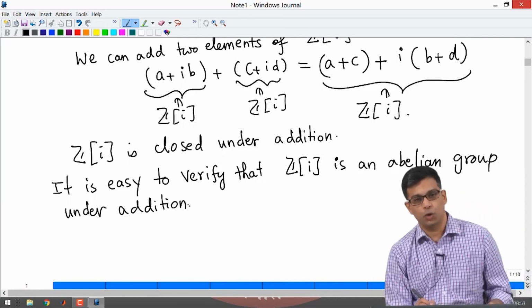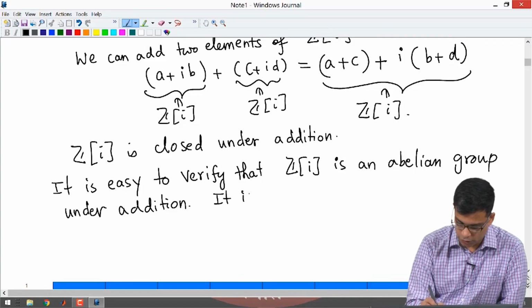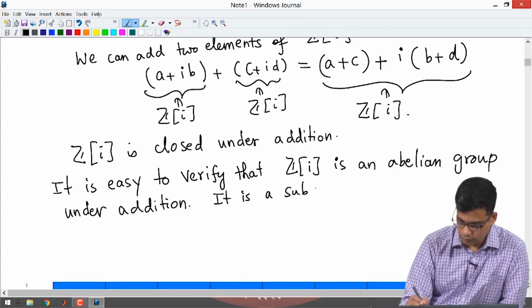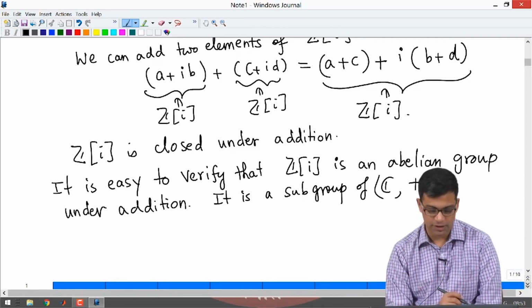So, if you remember your group theory, what I am really saying is that in fact it is a subgroup of the complex numbers with addition. It is a subgroup of the complex numbers under addition.